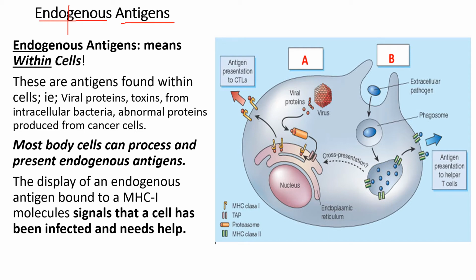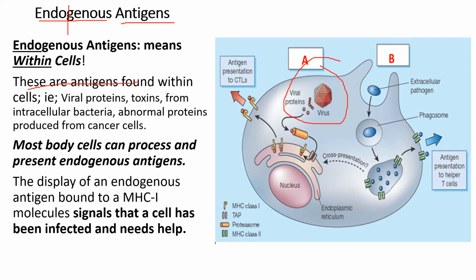Now notice, this is a cell that was infected with this virus. And then it's going to take those viral proteins and place them as an MHC2 here and also over here. Two different target spots. So these proteins were the viral proteins, and they put them on here as an MHC2. So endogenous antigens means it's within the cells.